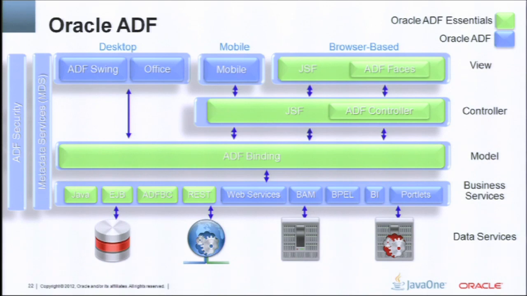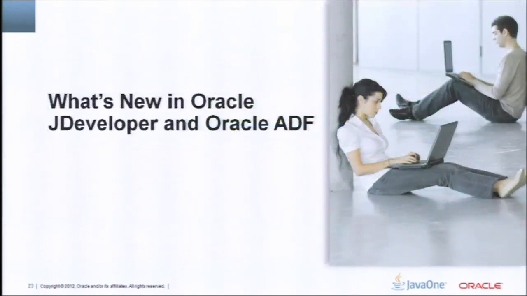So the green stuff are what is free. If you want other stuff like mobile development or development for Office, Microsoft Office front end, if you want access to our SOA suite, then you need those parts. Okay. All right, so we have about 20 more minutes.